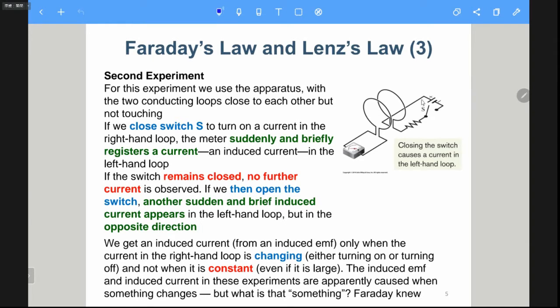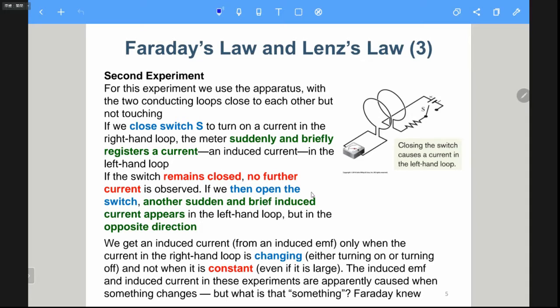Oh, sorry, not this case. It actually says you don't need to move this one. You just need to switch on or switch off this switch. So if it is open, then there will be no current. And if you just close the switch, then there will be current. Then there will be a sudden current on this left-hand side loop. It says if the switch remains closed, then there will be no further current.